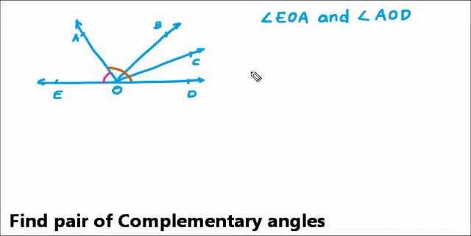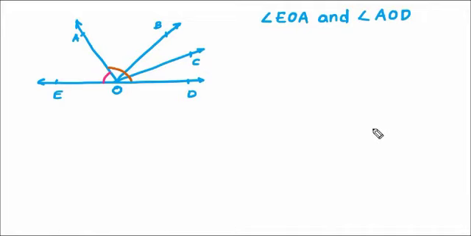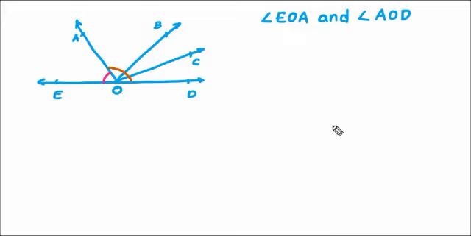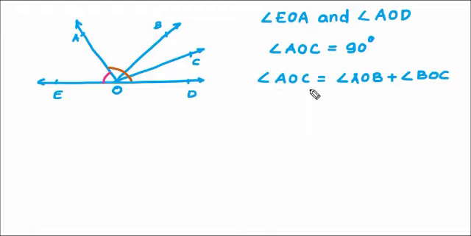The next one was to find a pair of complementary angles. Now, what are complementary angles? When two angles add up to give 90 degrees, then they are complementary angles. Now, we know here that angle AOC is 90 degrees, and we also see that angle AOC is equal to angle AOB plus angle BOC. Therefore, angle AOB and angle BOC are complementary angles.